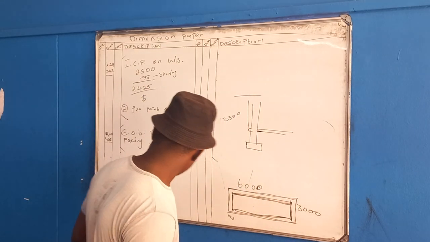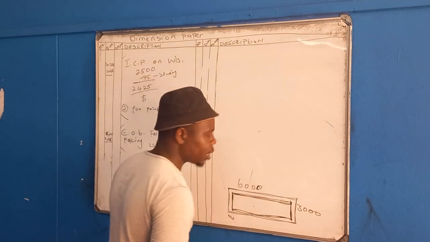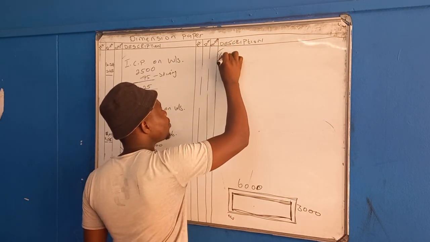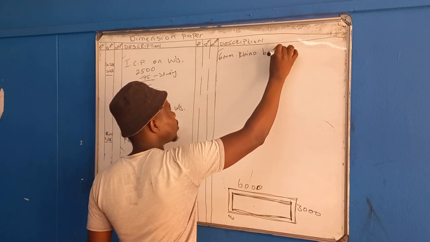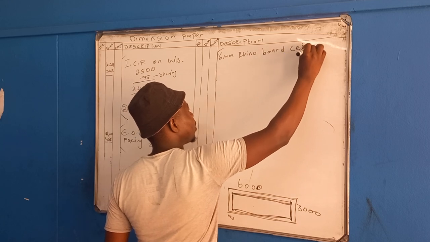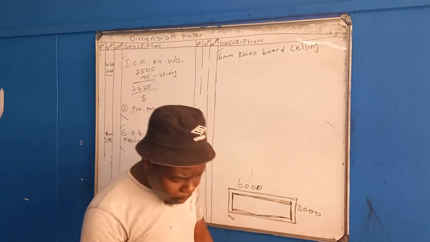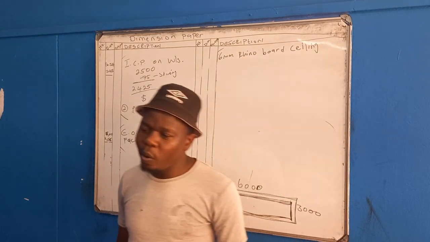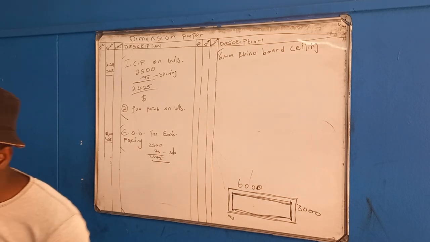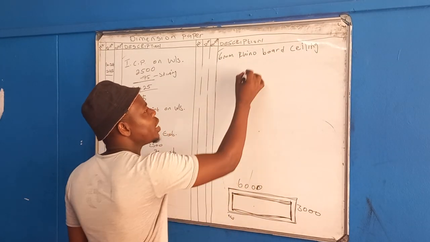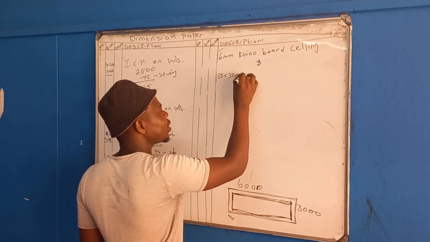And then I'll come back. Let me just write here so that I can have enough space. I say 6 millimeter rhino board ceiling. And then my ceiling, it is supported by what? Remember, before I can do my ceiling, I should have the support structure where I use the branderings. Do you still remember? 38 by 38 millimeter branderings.